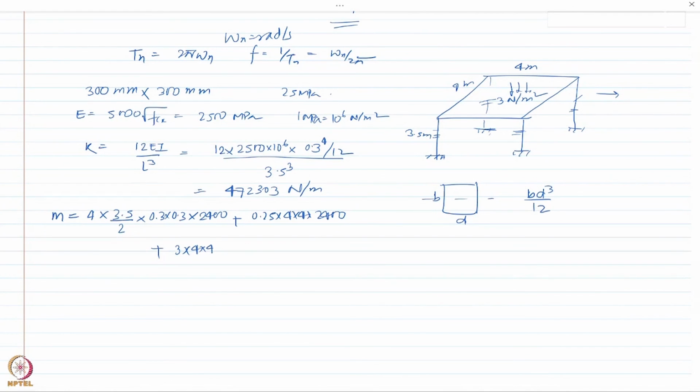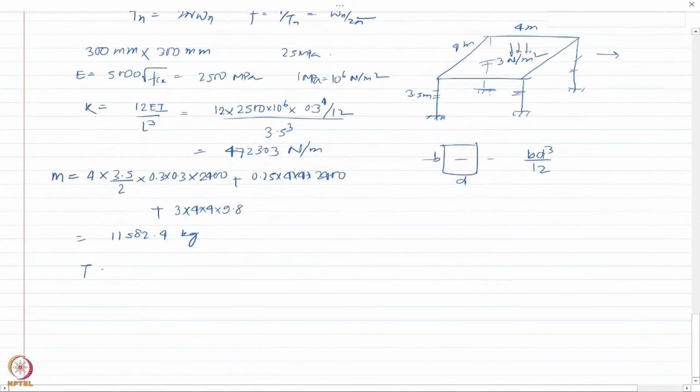And remember that I need to convert this into the mass unit system here. This is Newton, so to convert it to kg, I will multiply this with 9.8. Let us see how much I get. I'm getting this as kgs. So let us say if I use this, what do I get as the time period?